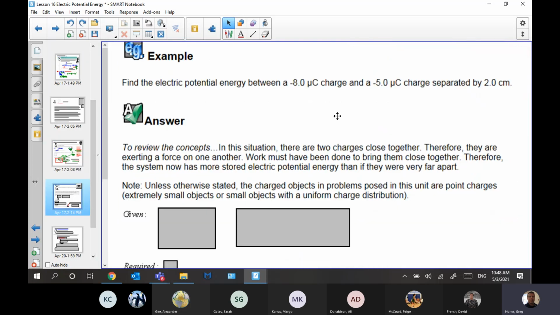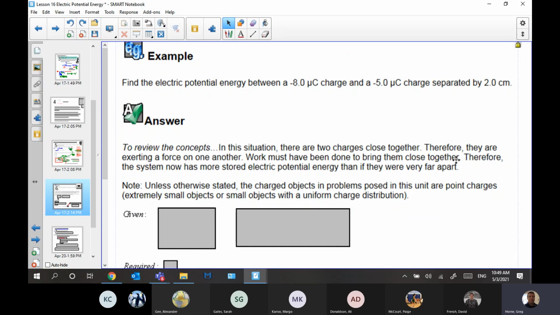So here we go. Find the electric potential energy between a -8 microcoulomb charge and a -5 microcoulomb charge separated by a distance of 2 centimeters. As usual, you're given some things, so you're going to list what you're given, right? What does it say here? Review concepts. Charges are close together, therefore they're exerting a force. Some kind of work must have been done to bring them to where they are, right?